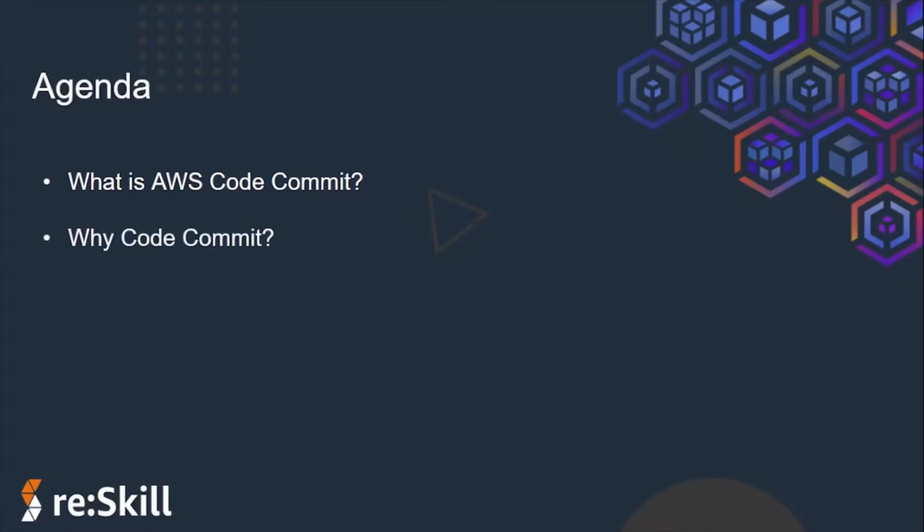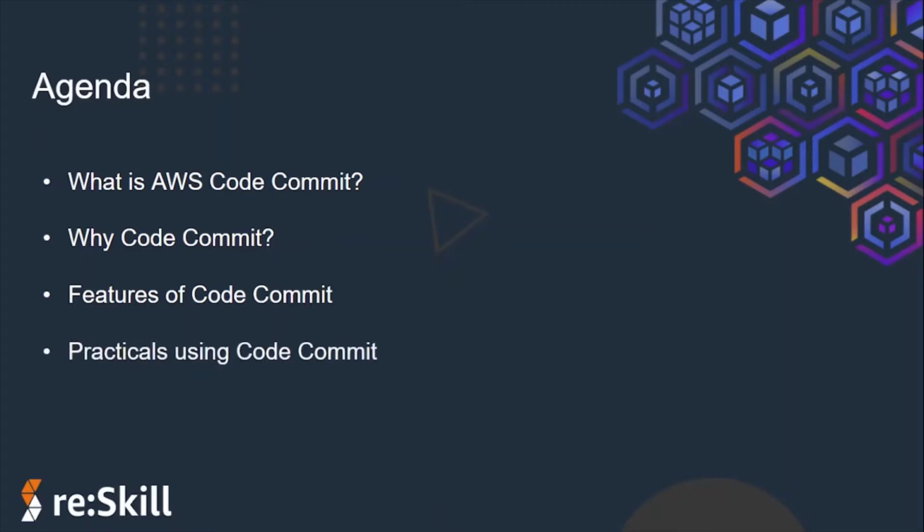Let's discuss in brief the things we are going to cover as a part of this tutorial. First, we'll get familiar with AWS CodeCommit. Then we'll know why we should use CodeCommit. After that, we'll explore some features of CodeCommit. Then we'll have some practicals where we'll learn to work with CodeCommit on top of the AWS Management Console. Last but not the least, we'll compare CodeCommit and GitHub and understand the differences between the two.